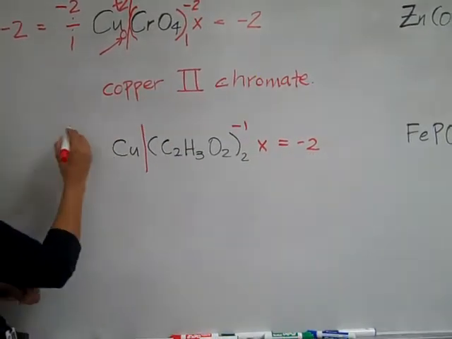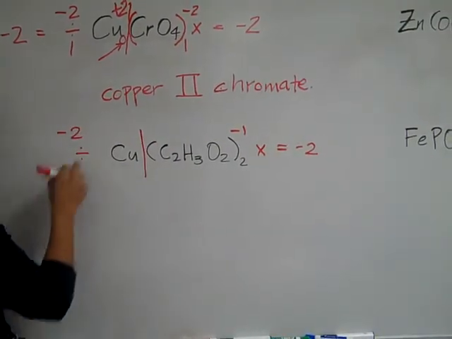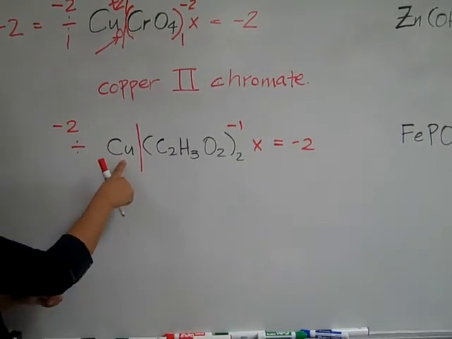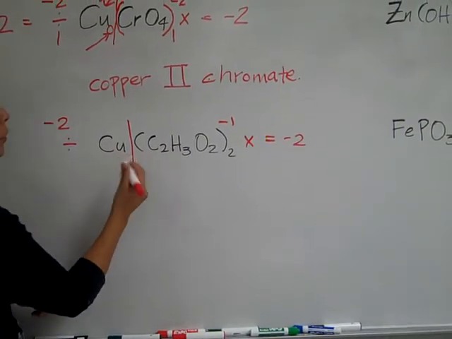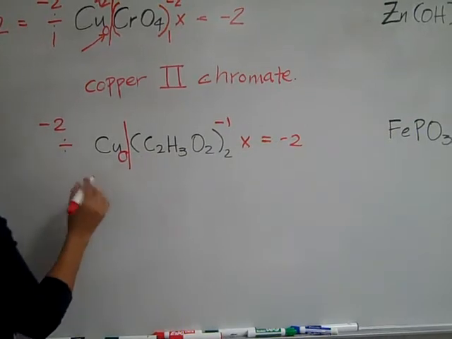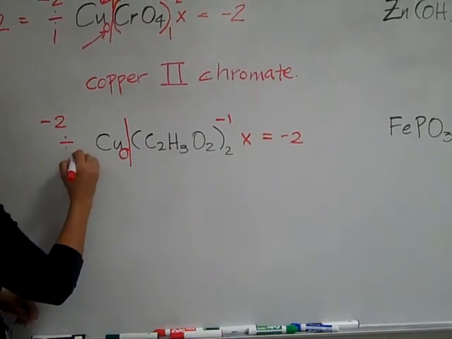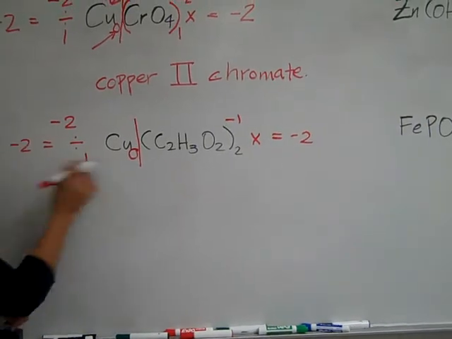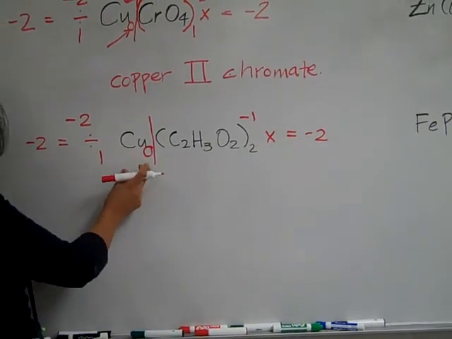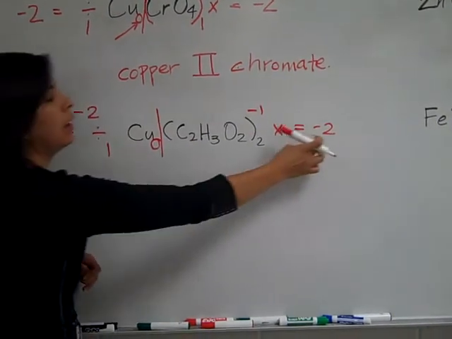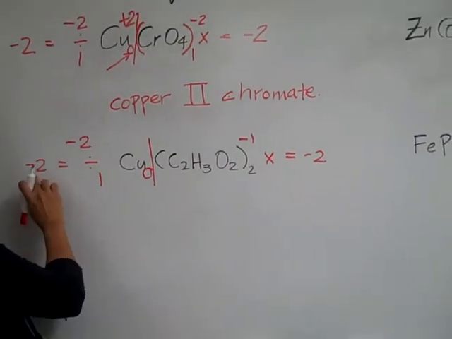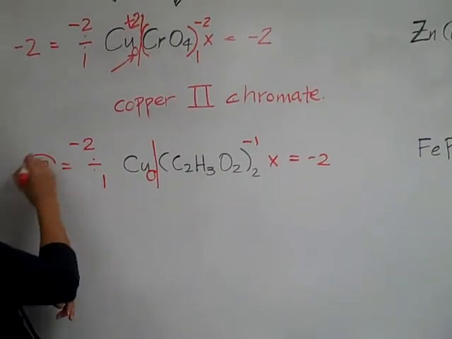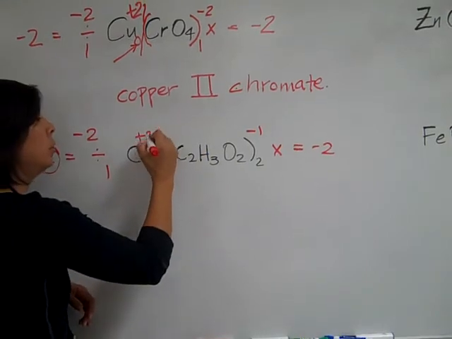That total charge is going to move up on top here, and you divide it by how many coppers are in the compound. There's no subscript here, which tells you that there's only 1. So you divide -2 by 1, which gives you -2. Since copper is a cation, meaning it has a positive charge and it has to counter the -2 charge, you change this -2 answer into a +2 here.